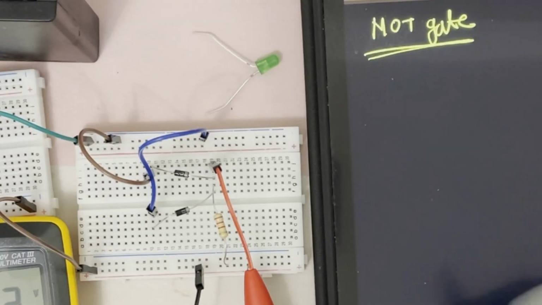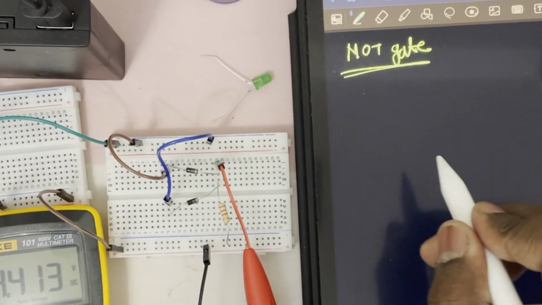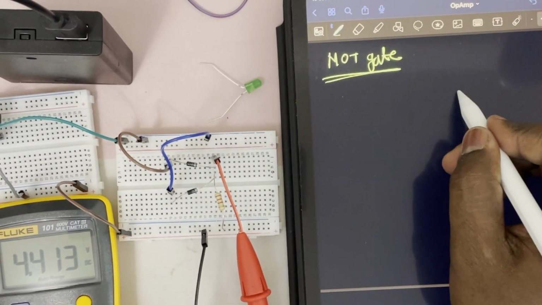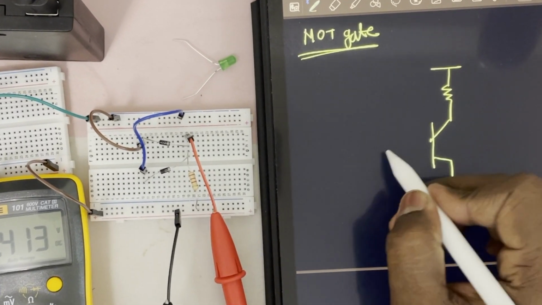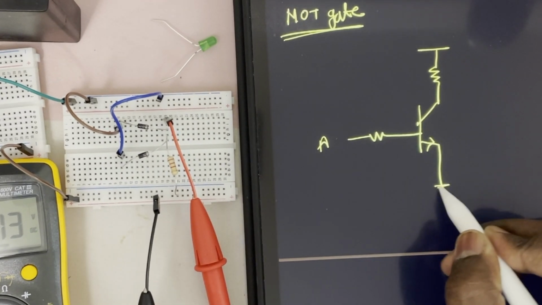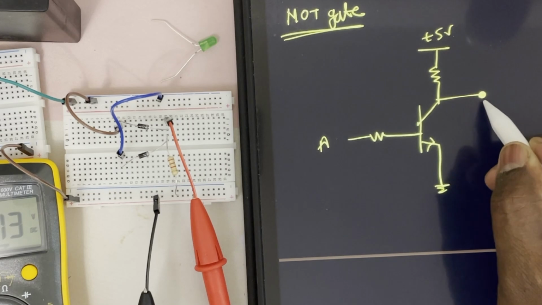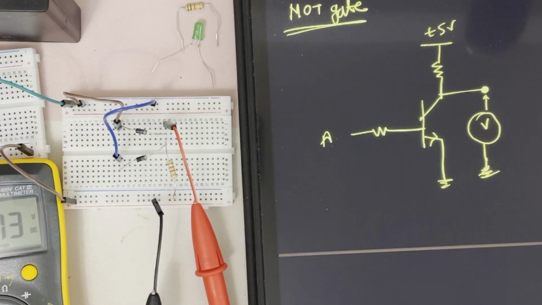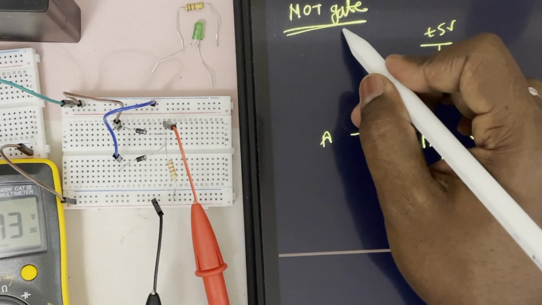NOT gate using a transistor, as I cannot make any circuit with a diode that can work as a NOT gate, right? So I need to use a transistor to make a NOT gate. The circuit diagram is like this. This will be A, this is 5 volt, and here we will get the output from this point. For the calculation, I already have some video of this circuit.